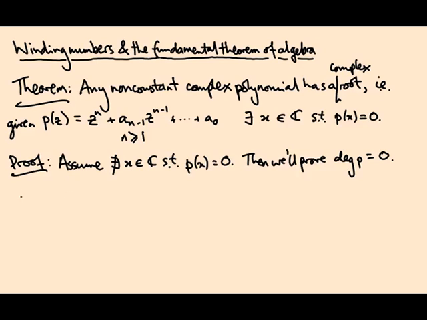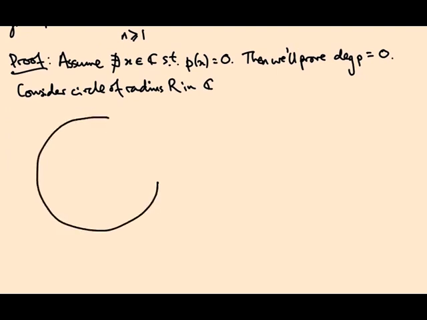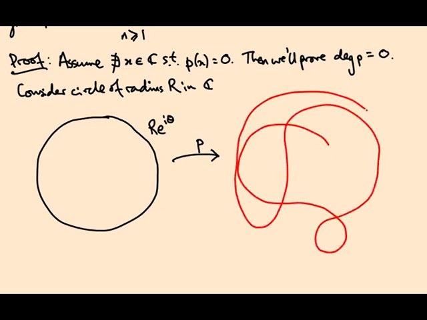So the idea of the proof is we will consider the circle of radius r in the complex numbers for some r. The points on this circle are the ones of the form r e to the i theta for some theta, and we're going to apply the polynomial p to all these points, and that is going to give us another circle over here somewhere. I'll draw it in red. It might not be a circle, but it'll be a loop. So this red loop is the set of points p of r e to the i theta that you get by applying the polynomial to all these points.